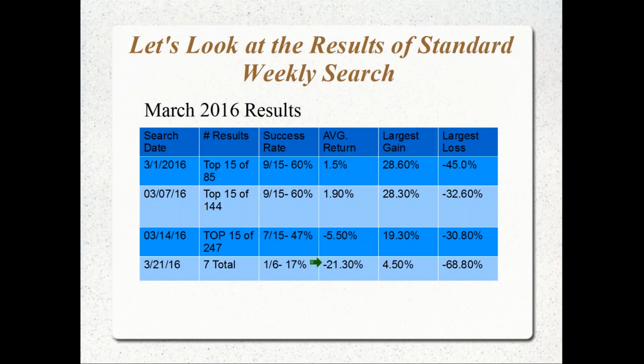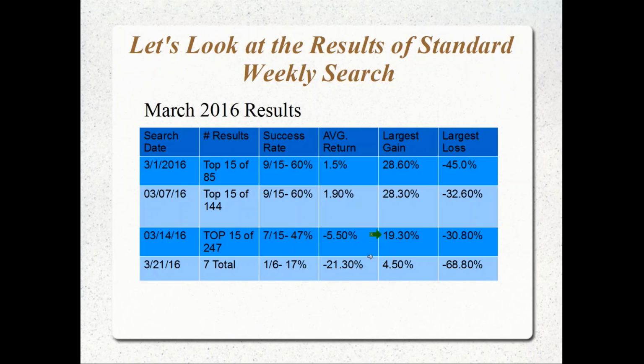Okay, the average return was minus 21%. So we've taken our portfolio down by about 22, 23%, assuming average money allotted to whether the 7 positions or the top 15 positions over that time. And of course, you can see the leverage here destroys it.